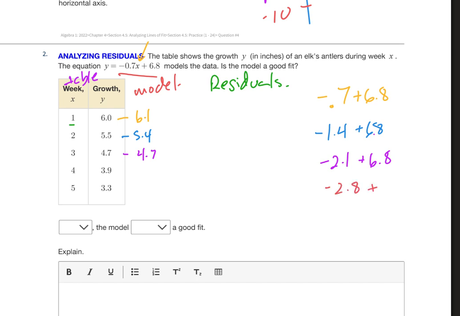Negative 2.8 plus 6.8, we would get 4. So again, very close. I'm just going to stop there. 4 is enough for me to say the model is, I don't have the multiple choice in front of me, so yes, the model is a good fit. Not sure what the choices are, but I would think that's what it says.